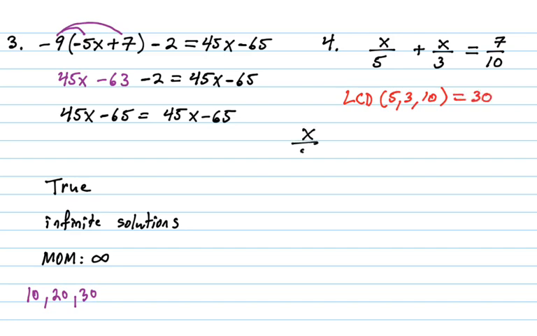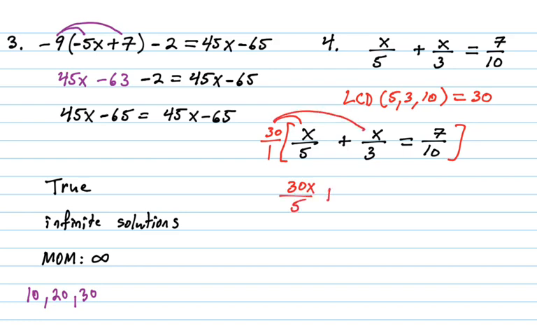So we're going to take the equation and multiply it by 30 over 1 to clear the fractions. So times 30 over 1. And remember, when we multiply fractions, it's straight across and straight across. Top times top, bottom times bottom. So 30 times x is 30x. 1 times 5 is 5. Plus 30 times x is 30x. 1 times 3 is 3. Equals 30 times 7 is 210. 1 times 10 is 10.